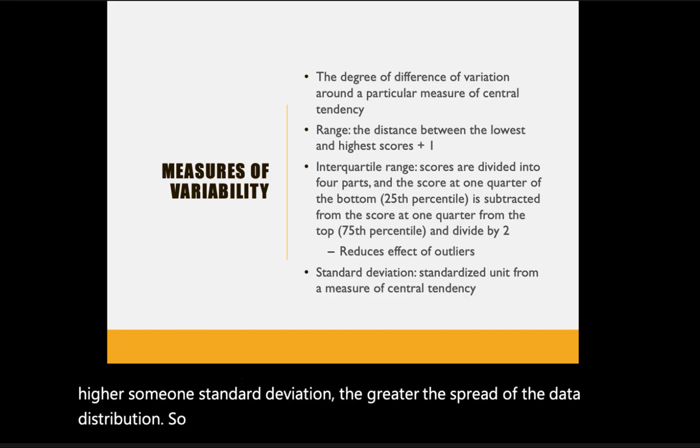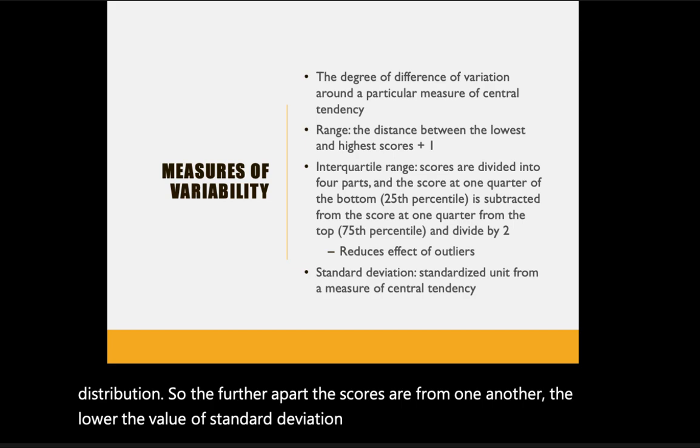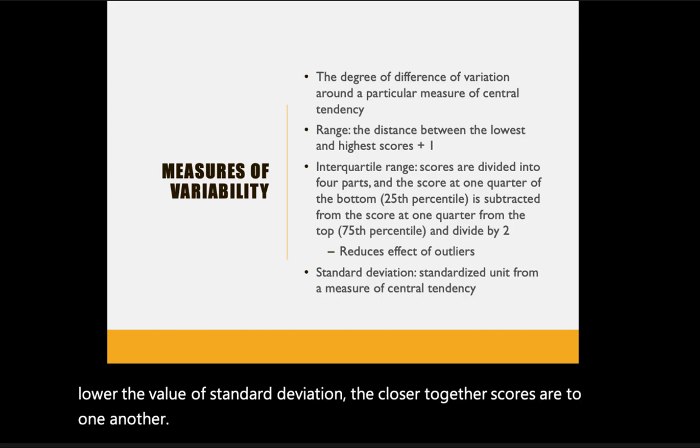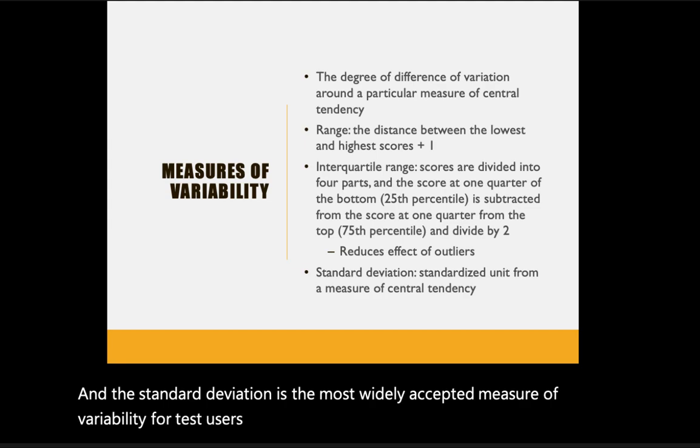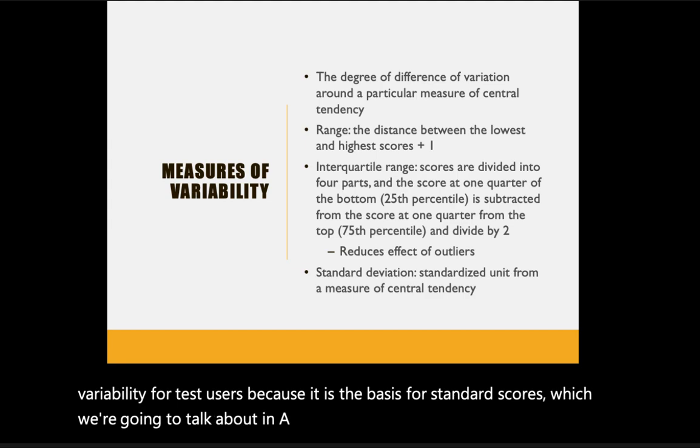So the higher someone's standard deviation, the greater the spread of the data distribution. So the further apart the scores are from one another. The lower the value of standard deviation, the closer together scores are to one another. And the standard deviation is the most widely accepted measure of variability for test users because it is the basis for standard scores, which we're going to talk about in a little bit more detail.